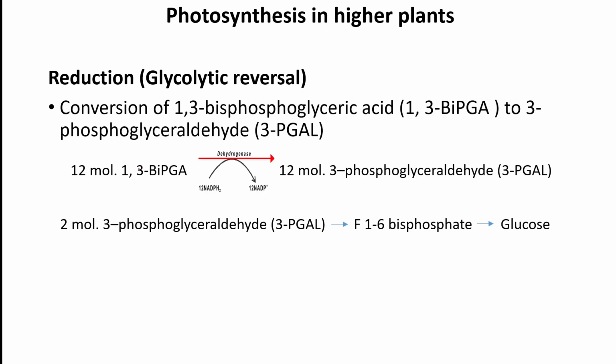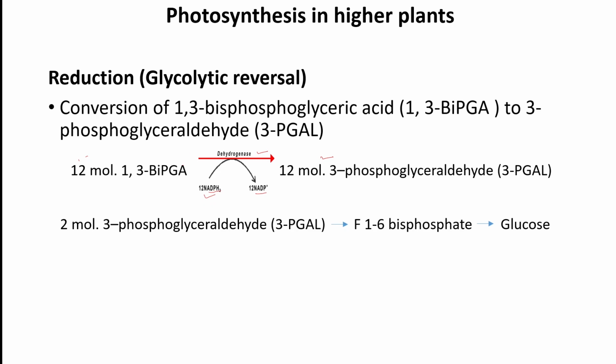Now the second biochemical reaction that takes place in the reduction phase is this one. In this reaction, what happens? There is a conversion of the 1,3-bisphosphoglyceric acid that was produced into 3-phosphoglyceraldehyde. The enzyme involved here is a dehydrogenase enzyme which utilizes NADPH2 and converts it into NADP+. Here again there were 12 molecules of bisphosphoglyceric acid, so 12 molecules of 3-phosphoglyceraldehyde are produced and 12 NADPH2 are utilized.